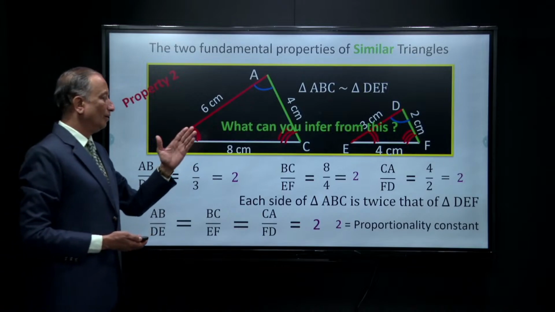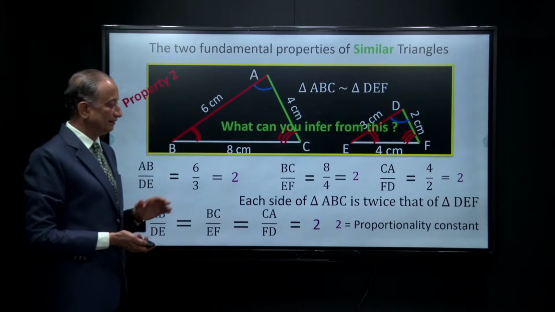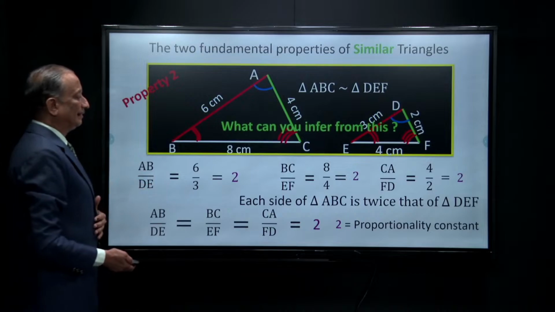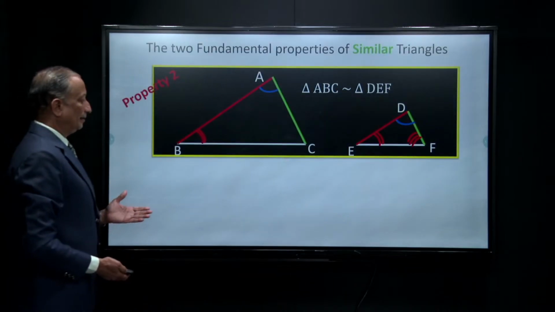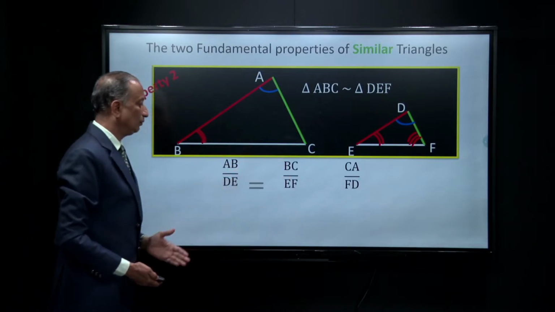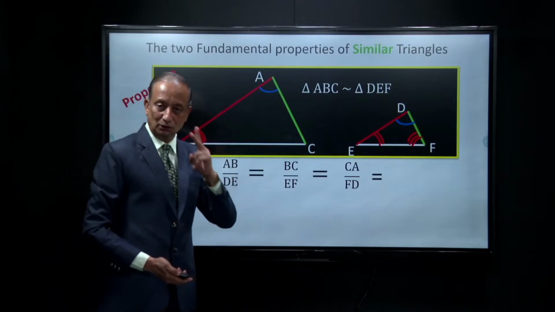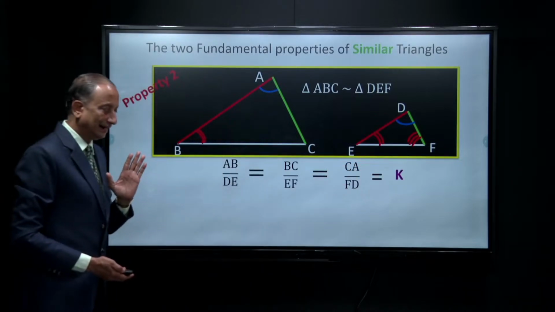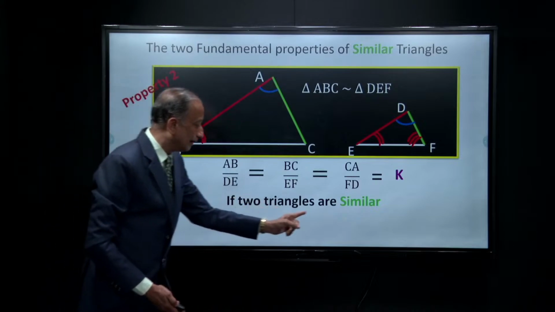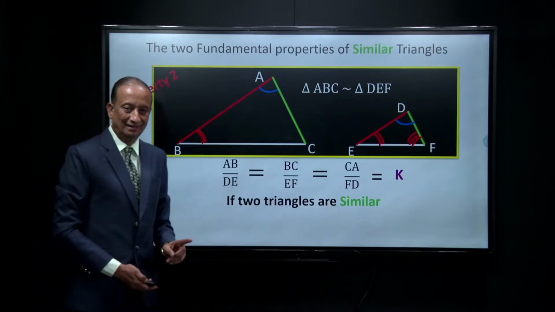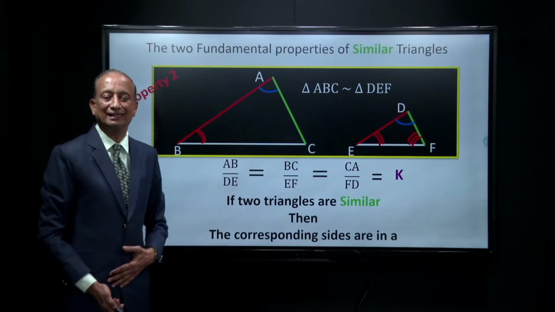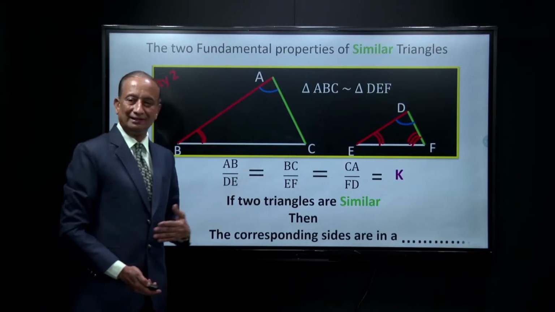So what can you infer from this, children? Can you infer anything? What is your conclusion? Okay, we will conclude like this. So these are the corresponding sides, and we took the ratio, and in the example we got 2, and in general we will write it as K for proportionality constant. If 2 triangles are similar, you know the first property, but the second property is this: the corresponding sides are in a, what do you want to write there, children?